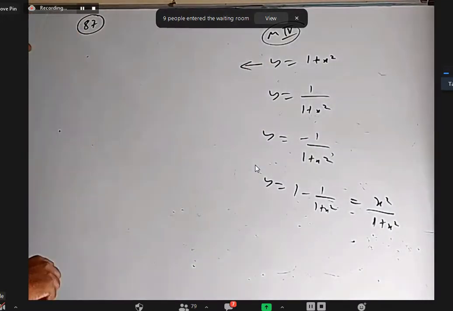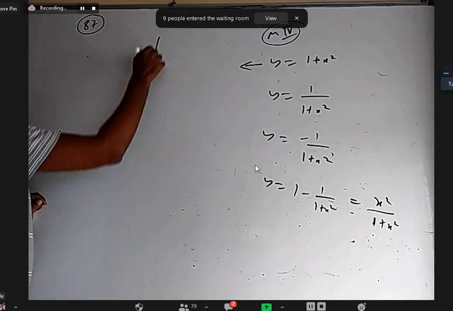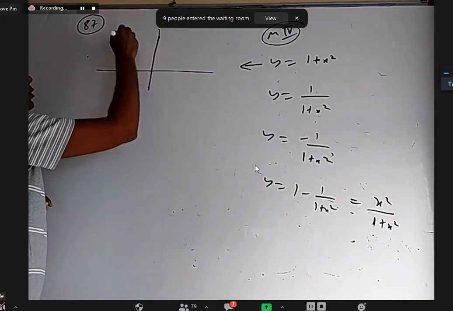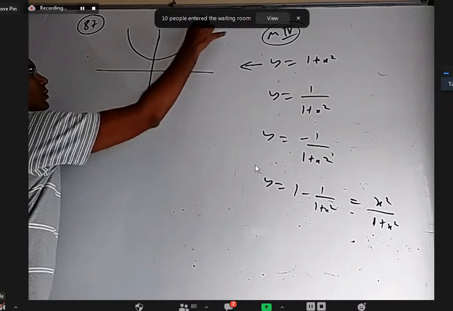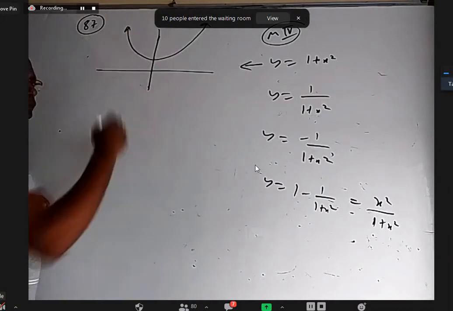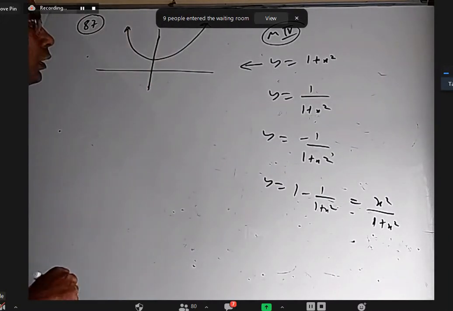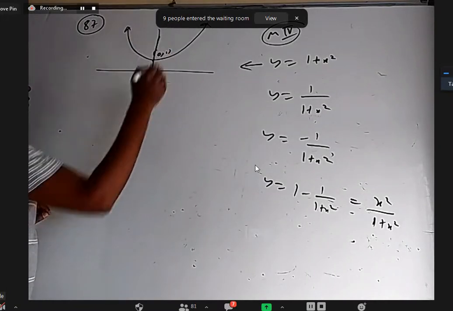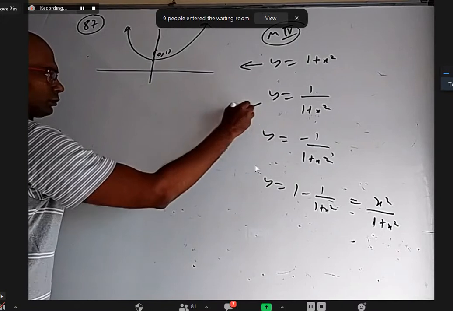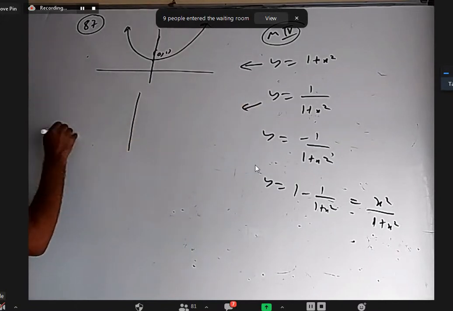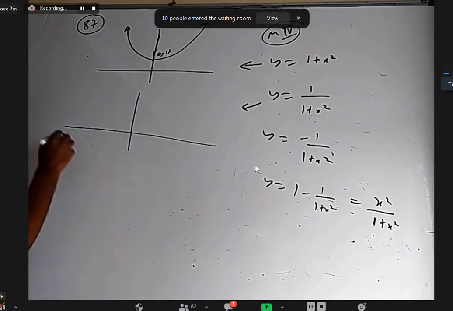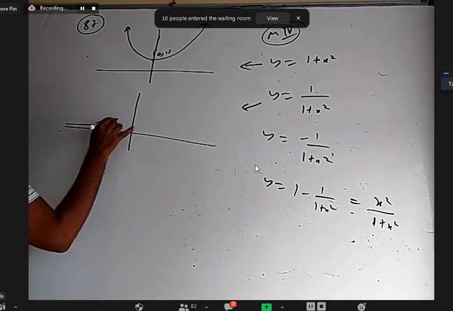Okay, so 1 plus x square is a parabola upward. Add 1, it will go upward like this. And this minimum point is 0, 1. The 1 by 1 plus x square graph is like this.